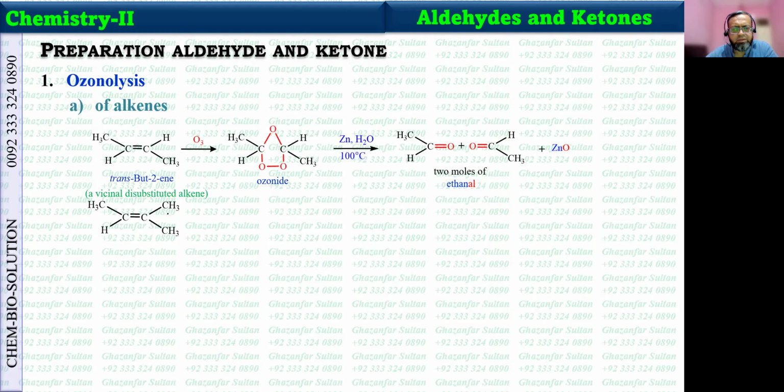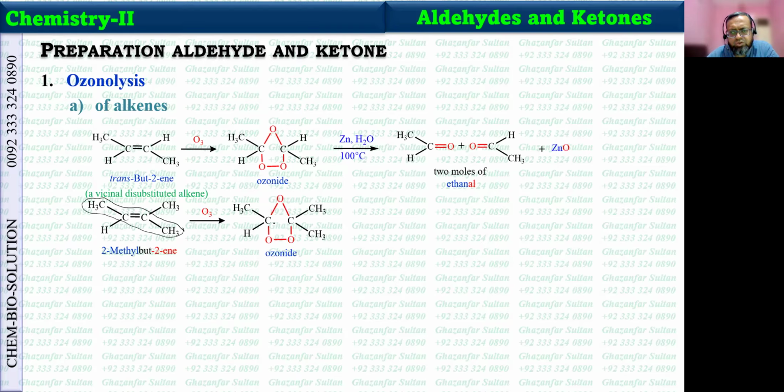But here, there are different groups on each of the olefinic carbons. Olefinic carbon means this sp2 carbon that is forming the double bond with another carbon atom. So this is 2-methyl-butene, its IUPAC name. This is the basic chain. So its name is 2-methyl-butene.